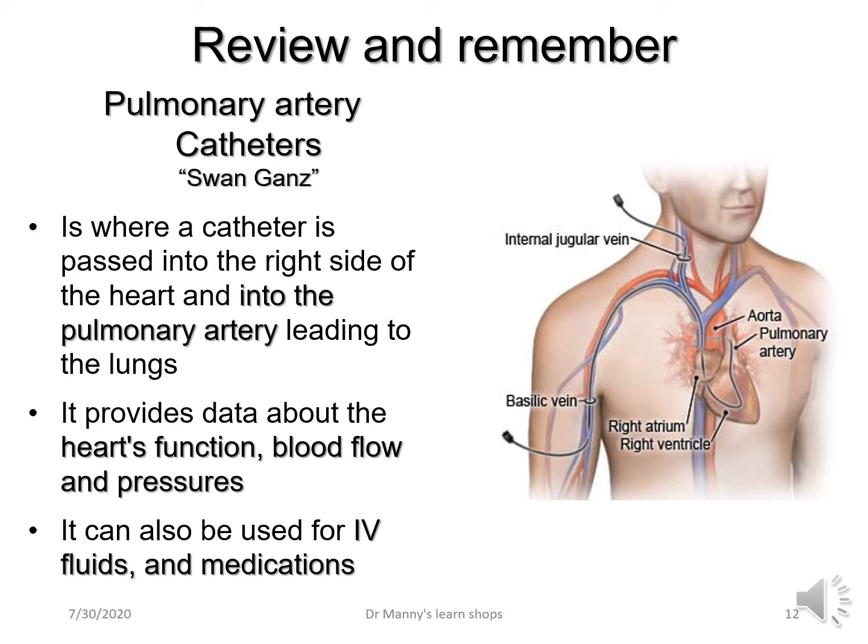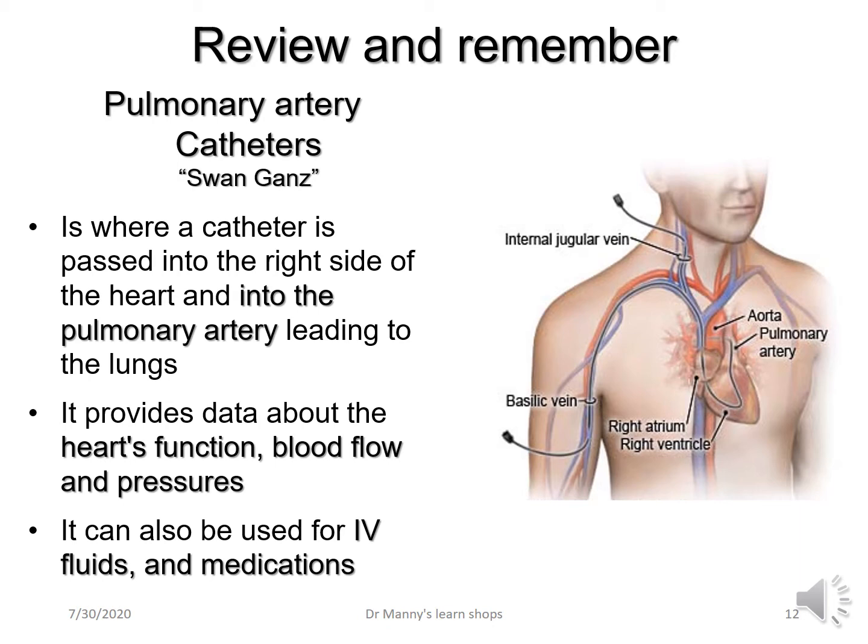Okay, let's look at pulmonary artery catheters, sometimes referred to as Swan-Ganz catheters. So let's review and remember certain components. A pulmonary artery catheter is a flow directional catheter. It's got a little balloon on the end of it, which is inflated intermittently to move it into the correct position to give the physician information about the patient's heart function, blood flow, cardiac and pulmonary pressures.